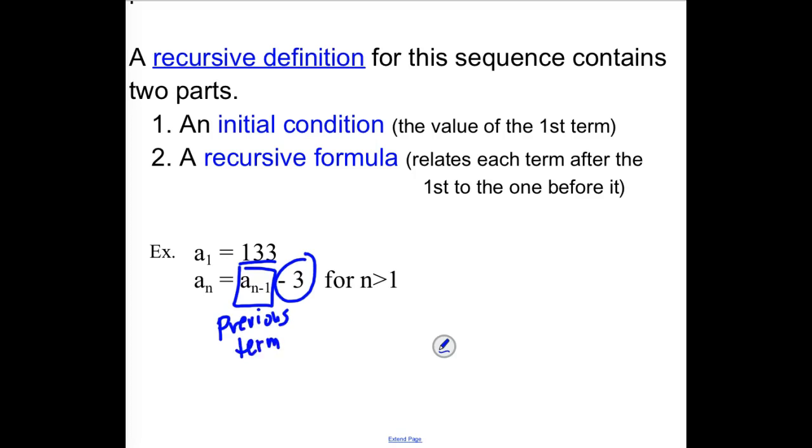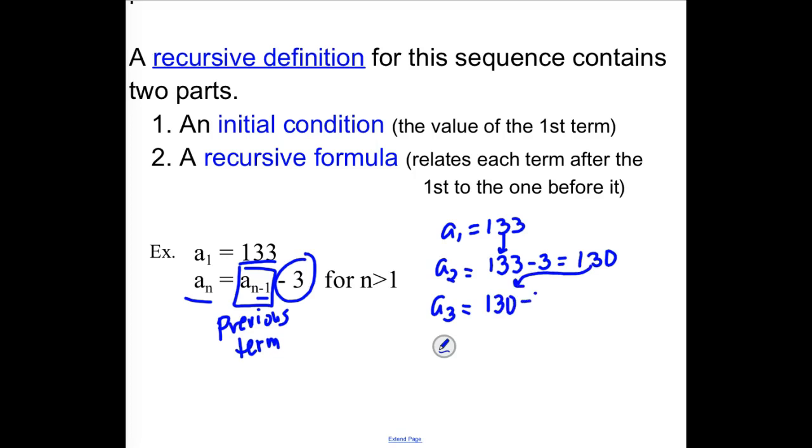All right, so if I want to find the nth term, the n minus 1th term would be the one right in front of that. So if I were going to generate this list, I'm going to say my first term is 133. My second term is found by taking the previous number and subtracting 3. Then my next term is going to take the previous number, the 130, and subtract 3 to get 127.